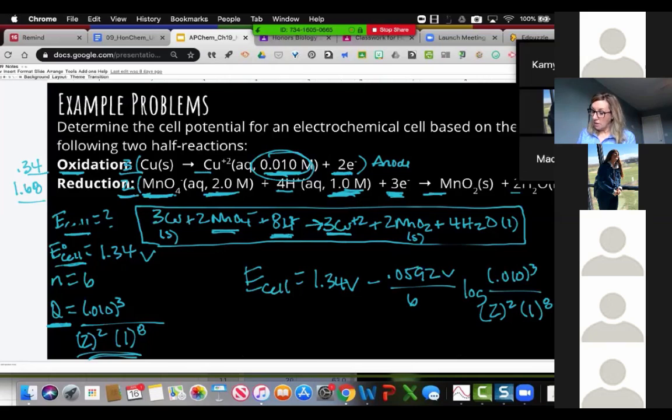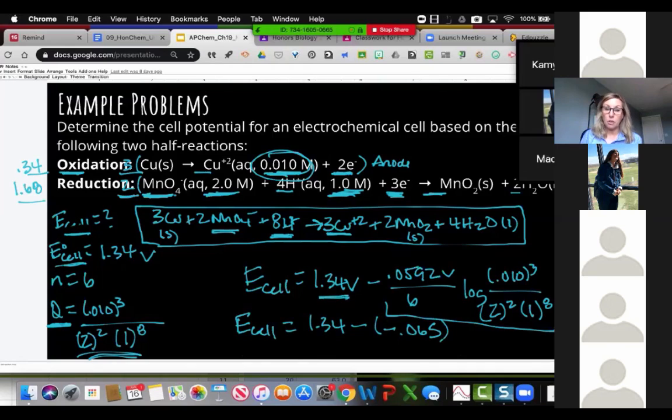So all of that ends up being 1.34 minus a negative 0.065. So be careful because there is that subtraction in there. So make sure that you're multiplying all of this stuff and then taking that original number minus the answer to that. So that's where that came from. So my non-standard E cell is 1.41 volts. So for this one, I actually get a little more voltage when the concentrations of those substances are changed.